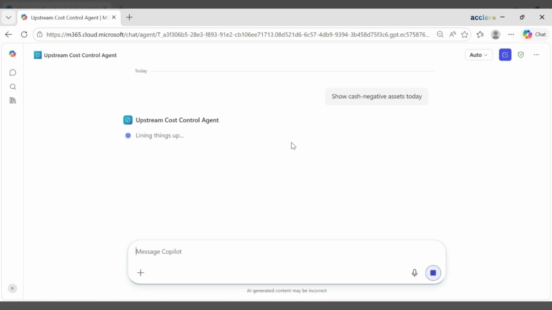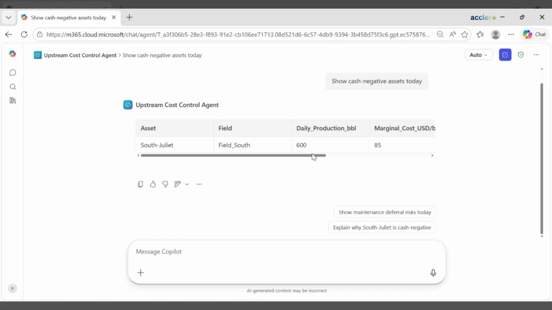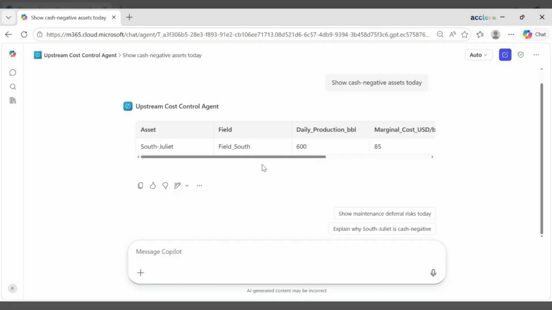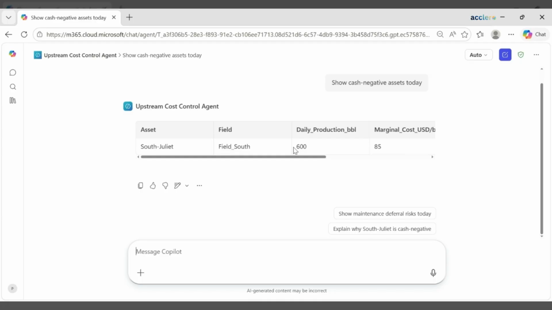Here I ask the agent to show the cash negative asset today. So the agent identifies the asset South Juliet with a marginal cost of $85 per barrel. This is flagged as a cash negative risk, and the recommended action is to throttle the production by 15% to prevent producing high cost barrels. So this ensures we avoid locking in higher operating cost per barrel.